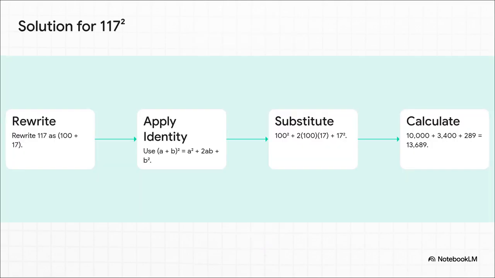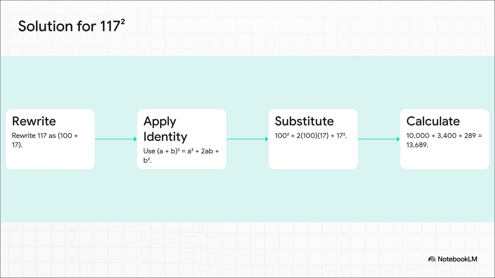All right, welcome back. Let's see how you did. The big trick here was realizing that 117 is just 100 plus 17. By making that one tiny change, we can use our very first core identity. We substitute the numbers to get 100 squared plus 2 times 100 times 17 plus 17 squared. And suddenly, these are numbers we can actually calculate in our heads. 10,000 plus 3,400 plus 289 gives us 13,689.